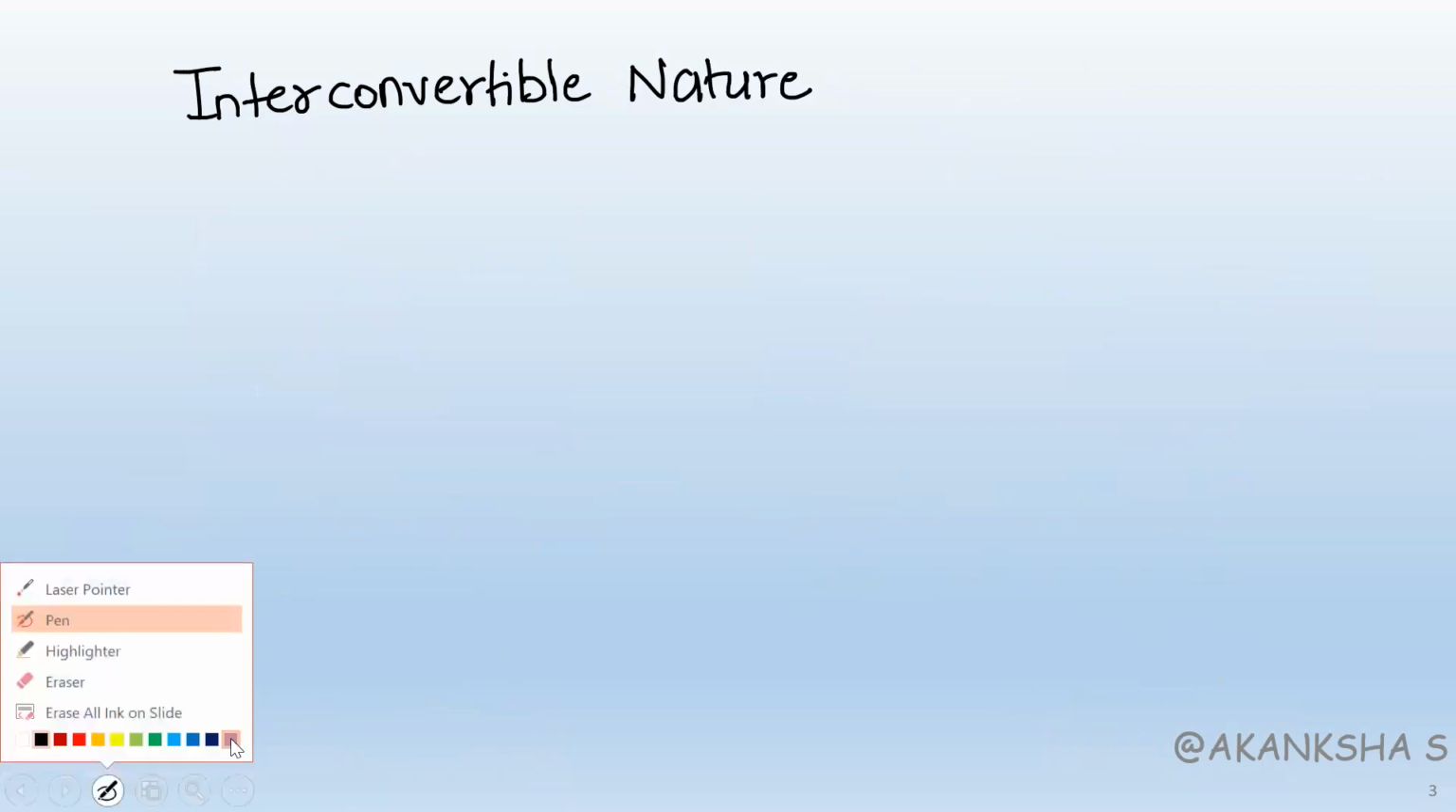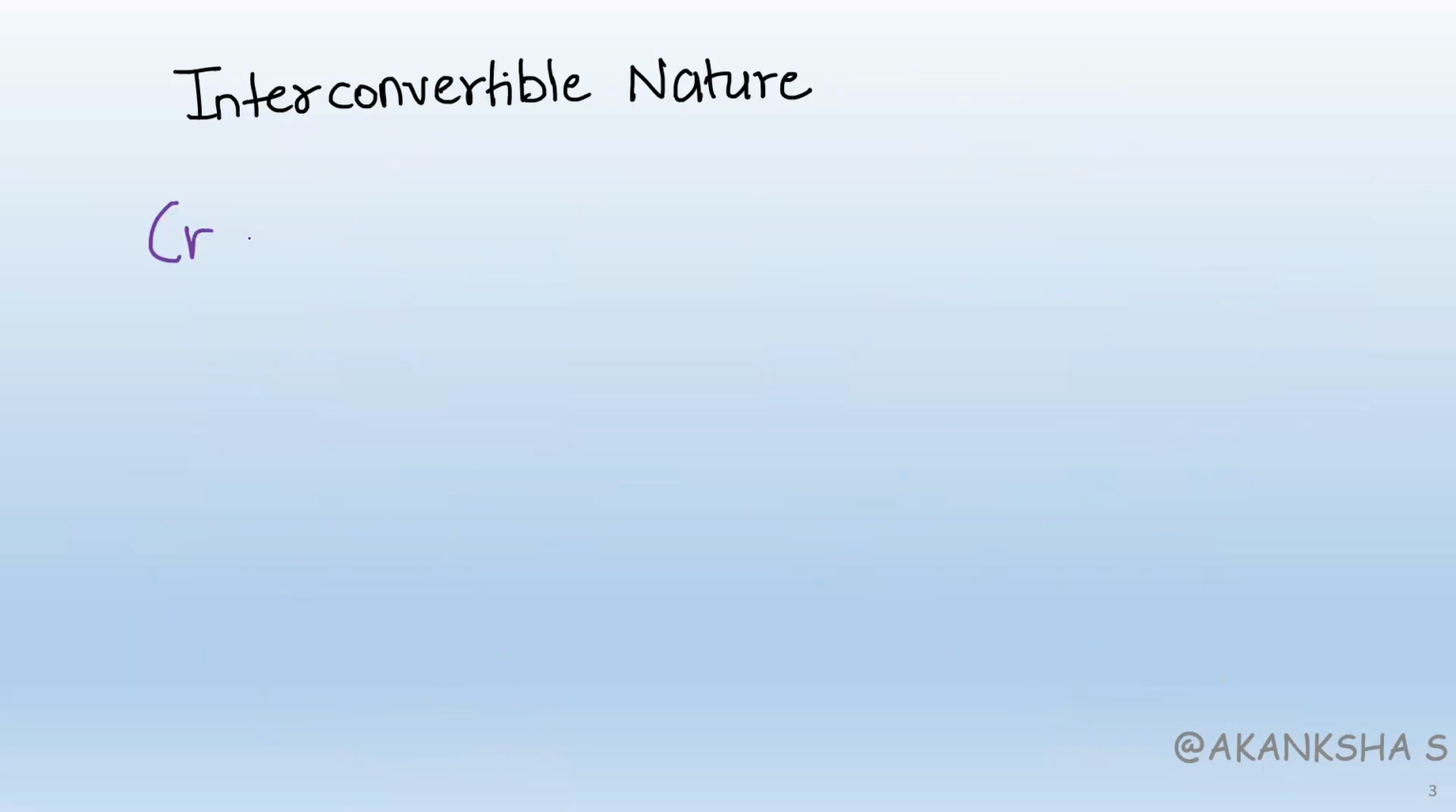The next thing I want you all to focus on is the interconvertible nature of chromate and dichromate ions. So let's say we are provided with chromate ions. Nobody provides you directly with chromate ions. You might have potassium chromate, sodium chromate, something which has this representation of chromate. And we are expecting you to convert it somehow into a dichromate structure.